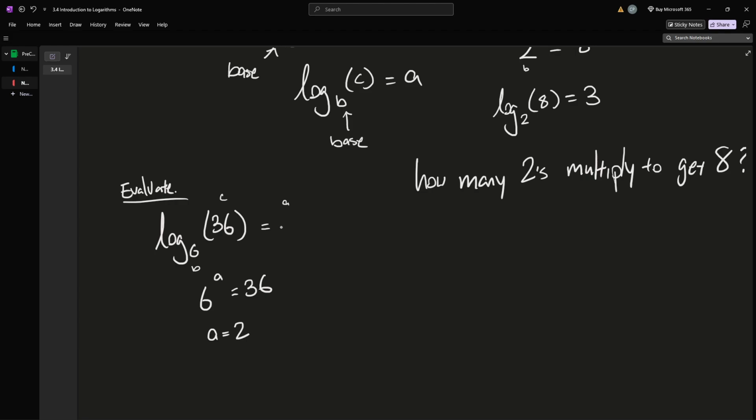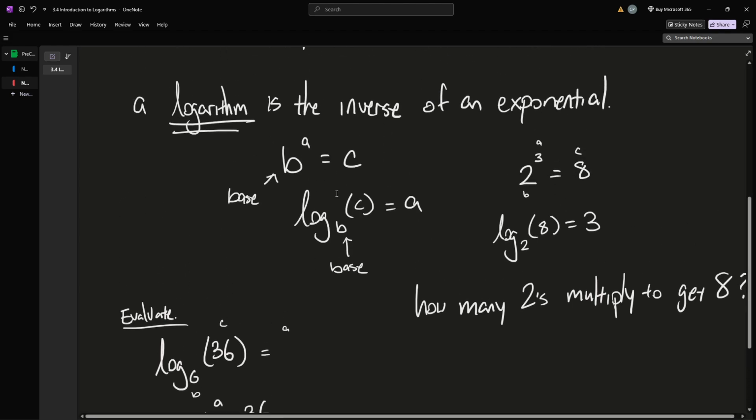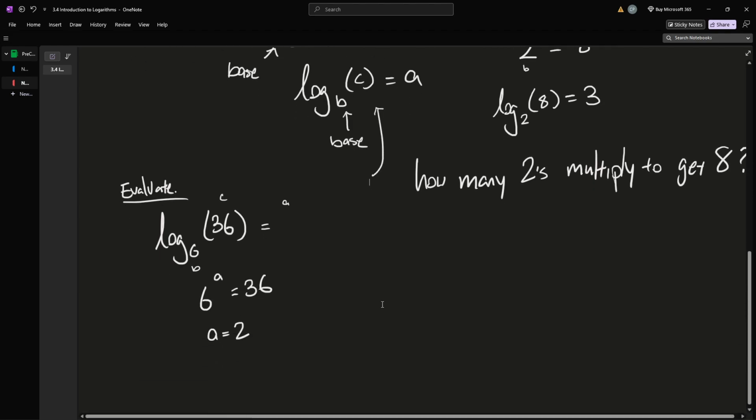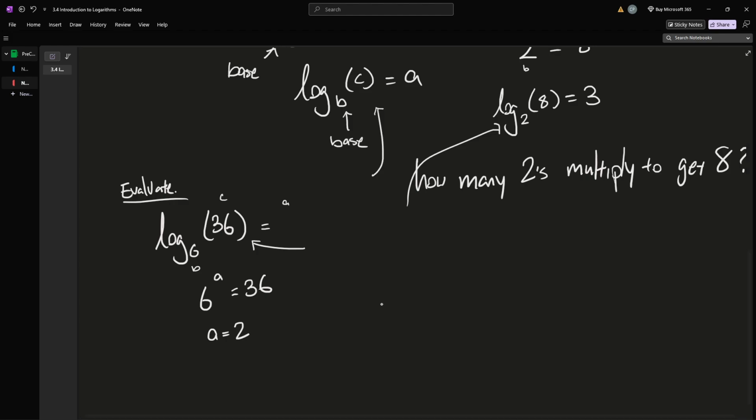Let's now switch it up and see this formula, this relationship between b to the a equals c and log base b of c equals a. Oh, I forgot to say something. I'll write it down. In order to express logs like this log right here, I've been saying it over and over, but we see log base b. So log base 2 of 8 equals 3. That's how we write it.